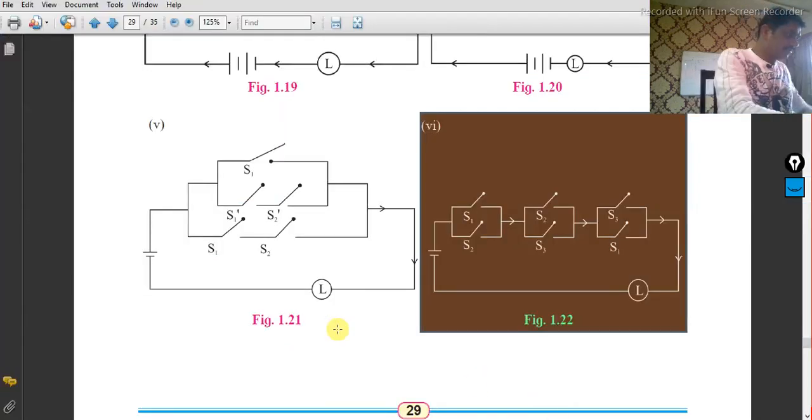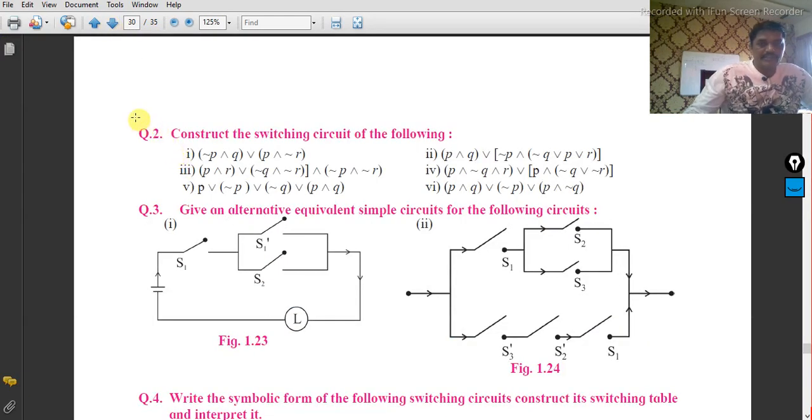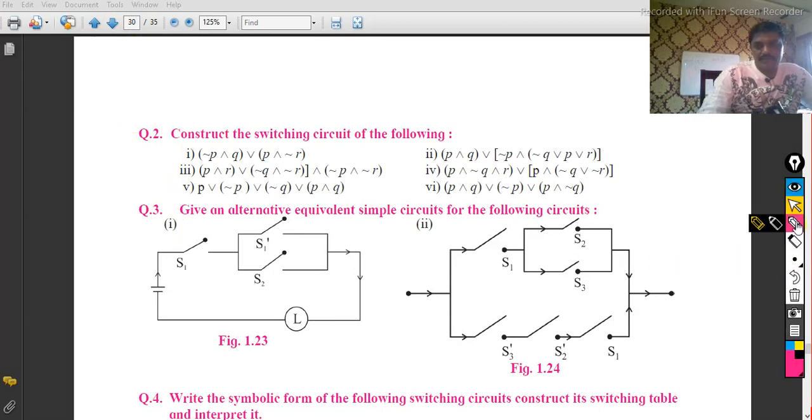Let's go ahead. Let's go for the next part now. So go to page number 30. Construct circuits. The next question is where we have to construct circuits. We'll have to construct the circuits here. Okay? And here I'll be solving everything except the first one. Excluding the first one. So let's get going.